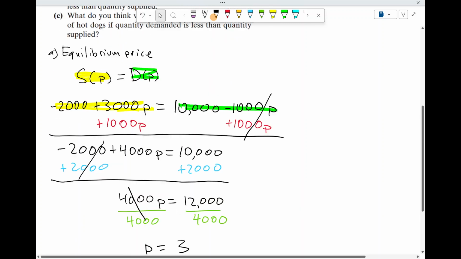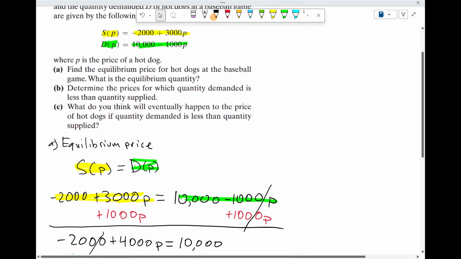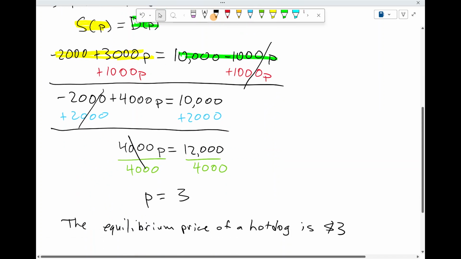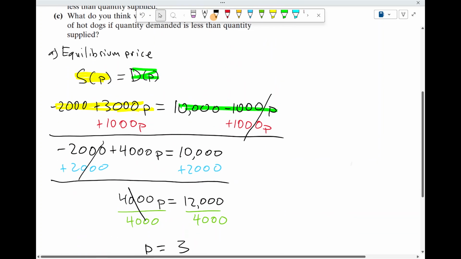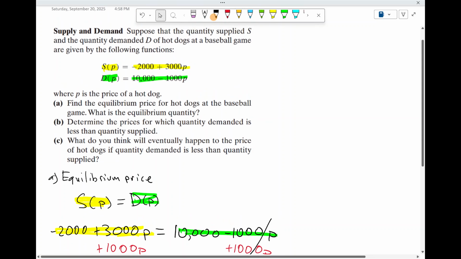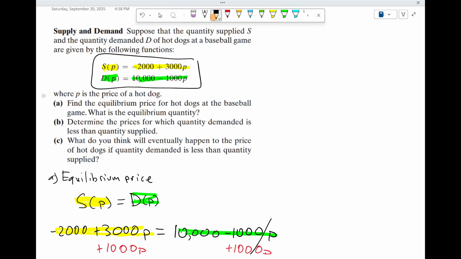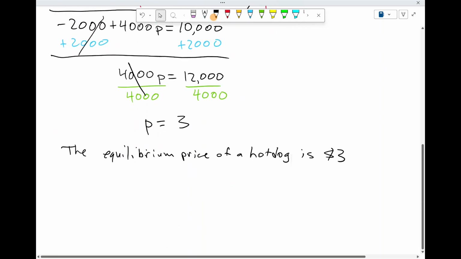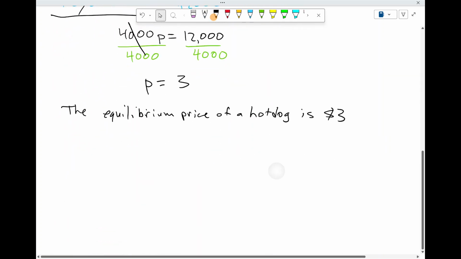Now, the equilibrium quantity will tell you how many hot dogs will be made and how many will be demanded, how many will people buy at this price. And all we have to do is plug in P equals 3 into one of these two equations, and it should be the same for both. So we'll do the demand one because that one seems maybe a little bit easier because there's no negative number.